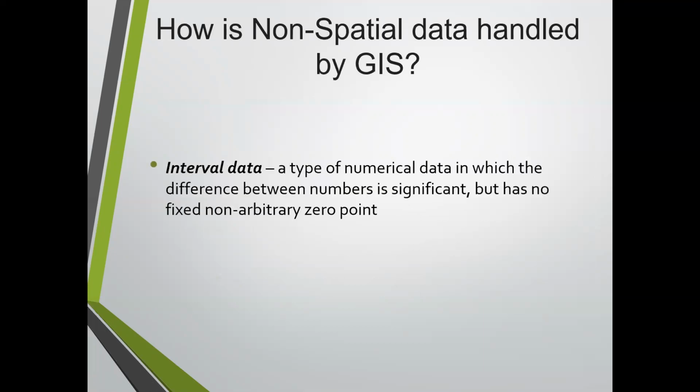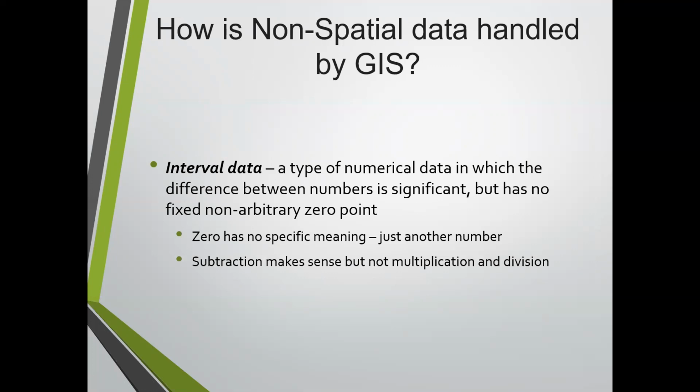So then we come to what's called interval data. And this is a more numerical type of data in which the difference between numbers is significant, but there is no fixed arbitrary 0 point. So you can go above or below 0. So 0 has no specific meaning. It's just another number within the number line. So subtraction in this type of thing makes sense, but multiplication and division does not when you have interval data. So a good example is the Celsius scale is an interval data scale. So 30 degrees Celsius is only 15 degrees warmer than 15, but not twice as warm as 15, okay? So it's just the difference makes sense, subtraction makes sense, but division doesn't.